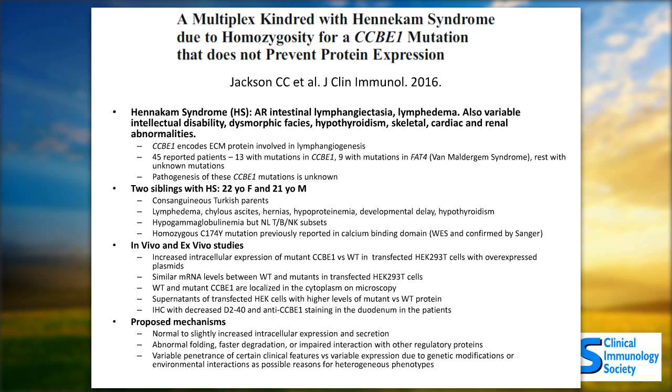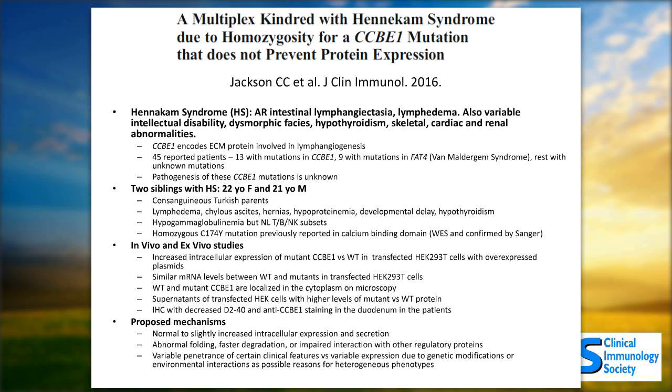An interesting one, they showed that there's actually an increased intracellular expression of the mutant CCBE1 versus the wild-type protein in the transfected HEK cells that had overexpressed plasmids. However, the mRNA levels between the wild-type and the mutant plasmids in the transfected cells were basically the same. The wild-type and the mutant CCBE1 proteins seem to be localized primarily in the cytoplasm when they looked at the cells on microscopy. And when they looked at the supernatants of these transfected cells, there seemed to be relatively higher levels of the mutant protein secreted into the supernatant versus the wild-type protein.